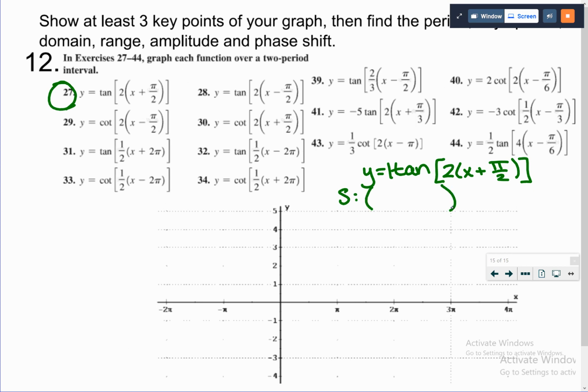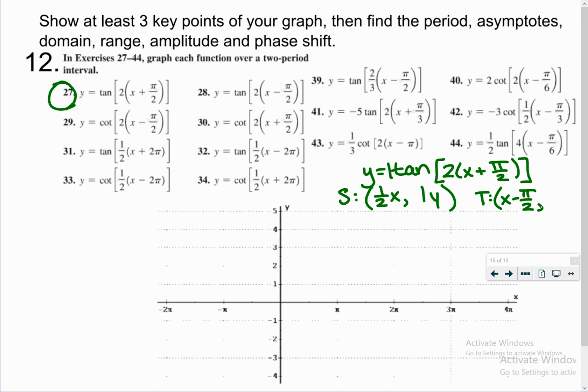Scale changes are the reciprocal of b times x and a times y. The reciprocal of b is 1/2 x. A times y is just 1y, so the y's aren't going to change there. Translations: x minus c, so x minus pi over 2. Usually these functions did not have a shift up or down, so we're just going to say y plus 0, or y. You don't have to worry about that happening.